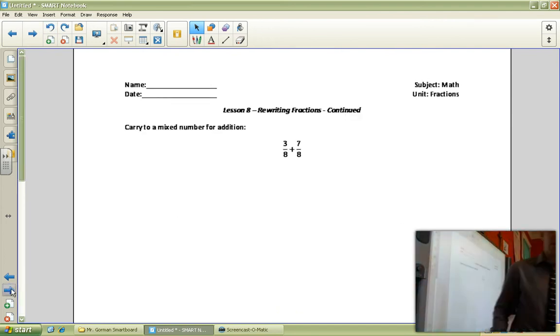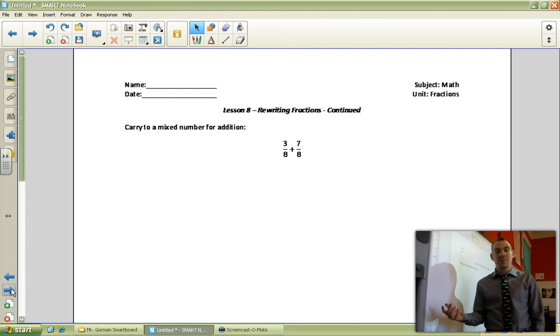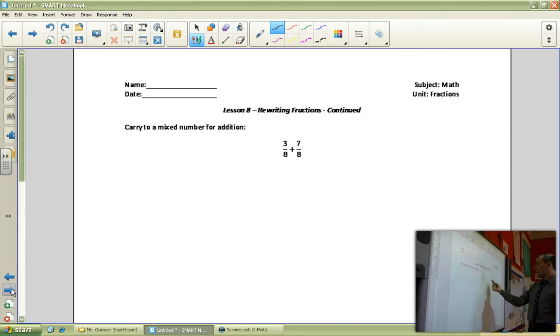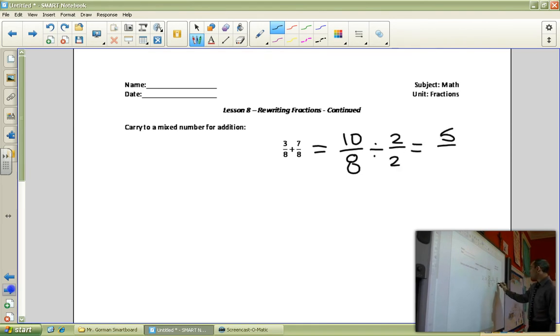And this is just going to be a quick lesson on carrying to a mixed number for addition. Okay? Here, when we add these together, we have 3 over 8 plus 7 over 8. You only add the numerators, and that's going to give me 3 plus 7 is 10 over 8. Now, I need to reduce this. I can divide both of those by 2. So 10 over 8 divided by 2 over 2 is going to give me 5 over 4.